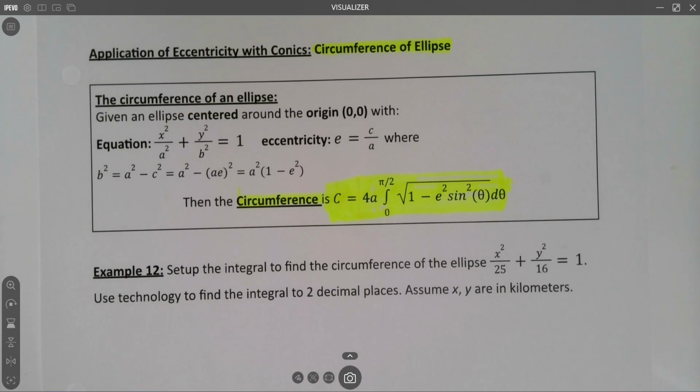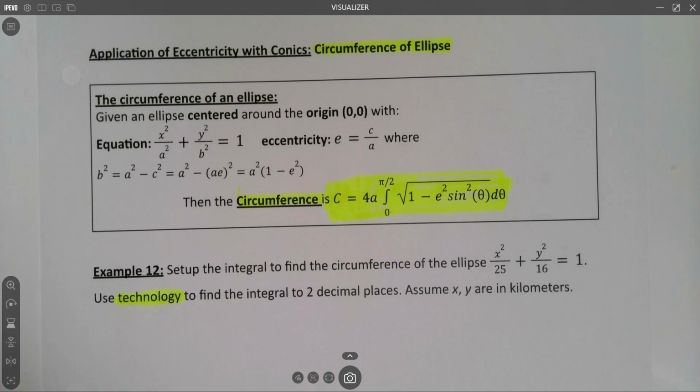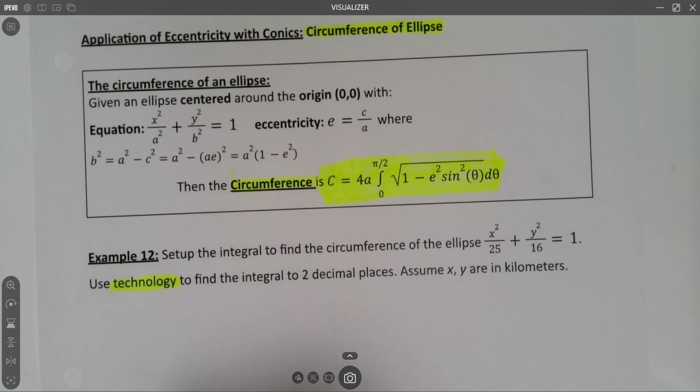All right, so we're going to set up the integral, and we're not even going to attempt to do it by hand because it mentions to use technology. That must mean it's pretty atrocious, so we're not going to bother. Okay, so let's set this up.